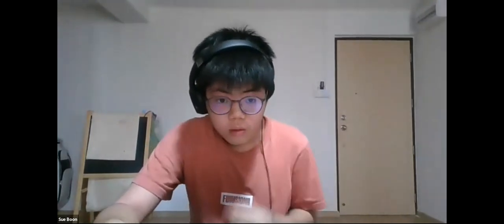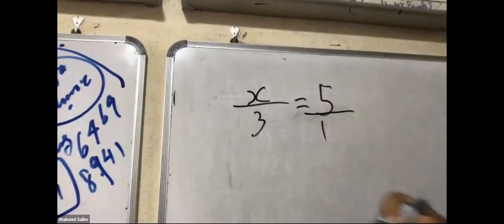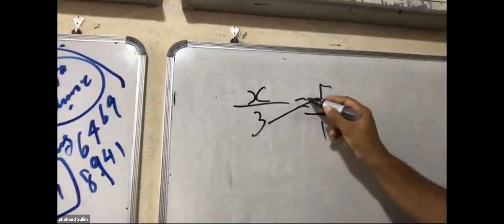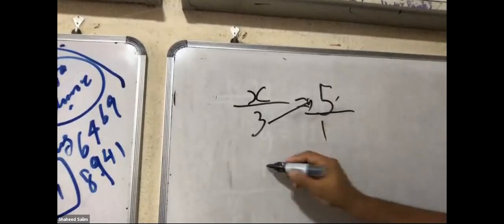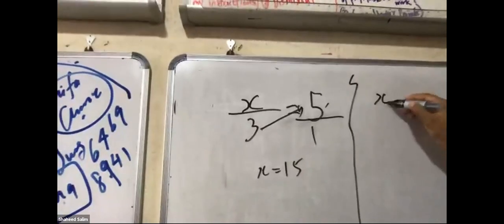X equals to 15. Correct. Okay, so I show you two ways. You can push this up, so 5 times 3, x equals 15. Another way is like this. You can also do it this method. This is actually the real explanation.